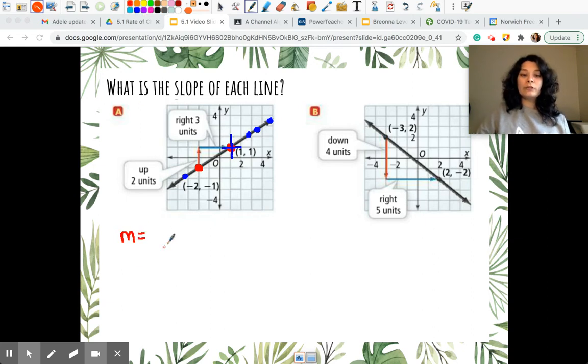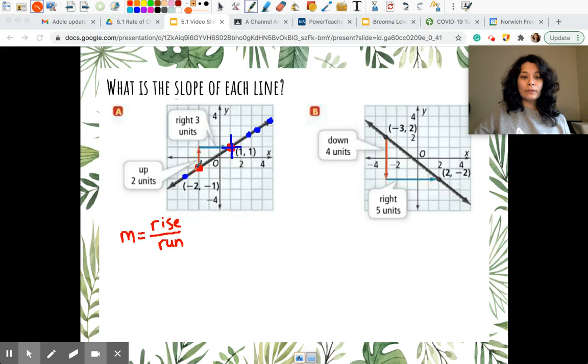We use m for slope, and again, slope is rise over run. Now you might be wondering, which point do I start with? It doesn't matter. So long as you're calculating your rise and your run correctly, you're going to get the same slope no matter what. So I'll show you both ways. I'm going to start with this bottom point and go up to the top. I'll calculate my slope, and then I'll do it the other way, and we'll get the same answer.